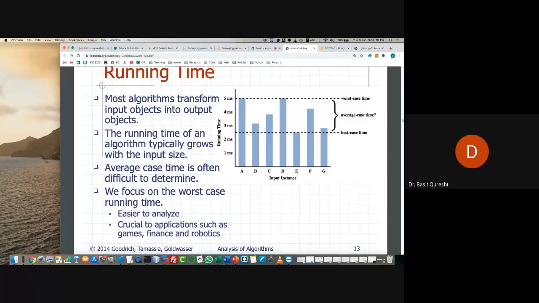Your customer would be happy. You were honest. But what if your competitor sells the same program, saying that his program took 3 milliseconds? Now you're going to lose to your competition. You're going to lose business. So what do companies do?